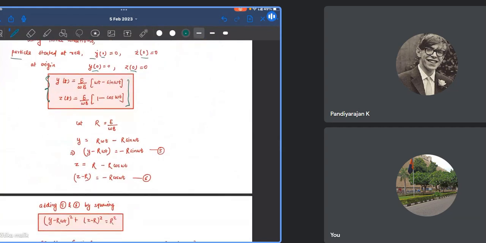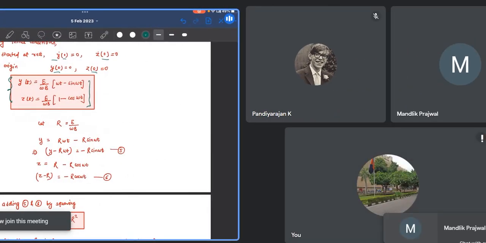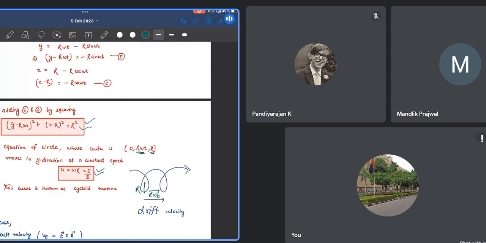And if we further simplify by putting E by B, we can write the circular motion with radius r in the z direction and r omega t in the y direction. So your radius is moving continuously in the y direction with a constant in the r direction. So r is constant in z and it is moving with r omega t in y. So this is cycloid motion and your drift speed is given by E by B.